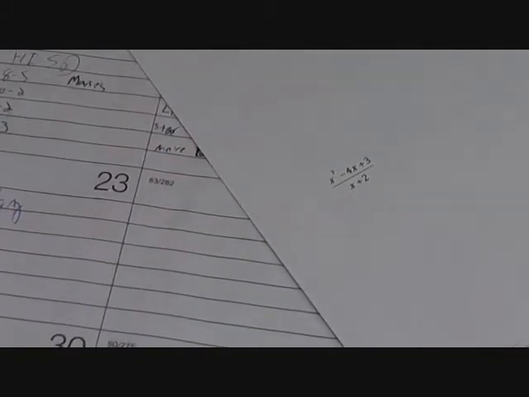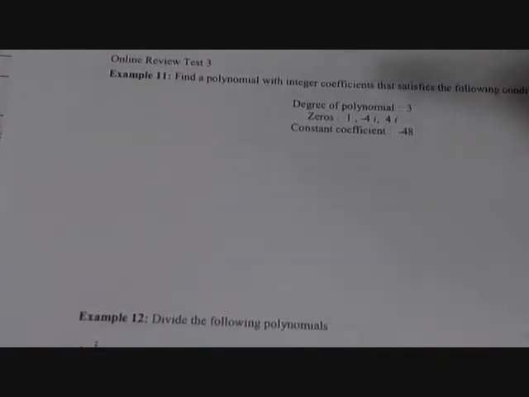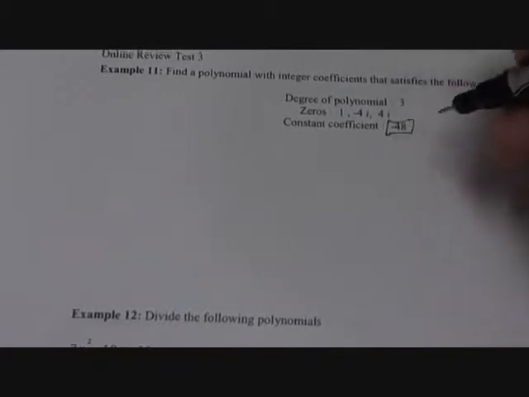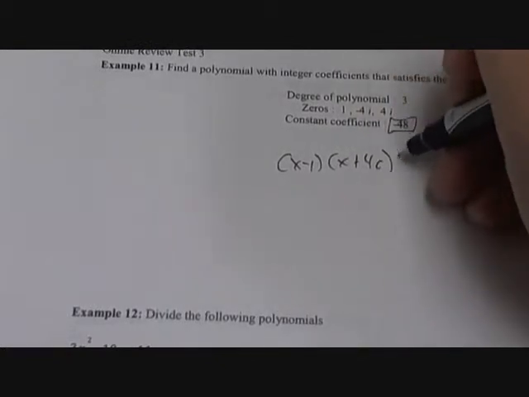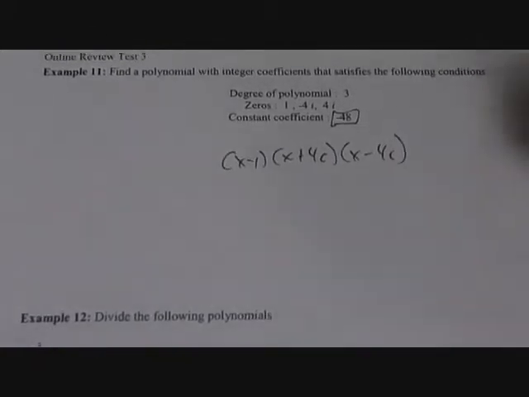Alright. Number 11. Polynomial with coefficients that. So it's a 3 degree. Okay. So constant coefficient, this is the last step we're going to do. Alright, so now the zeros. So it's x minus 1 times x plus 4i times x minus 4i. Alright, let's multiply the i's first.